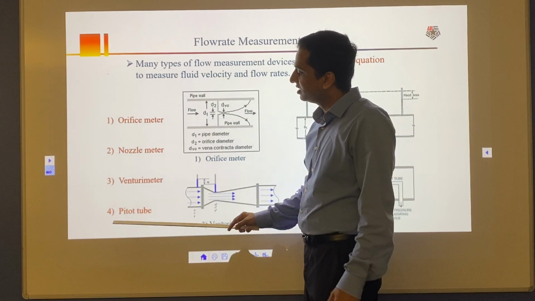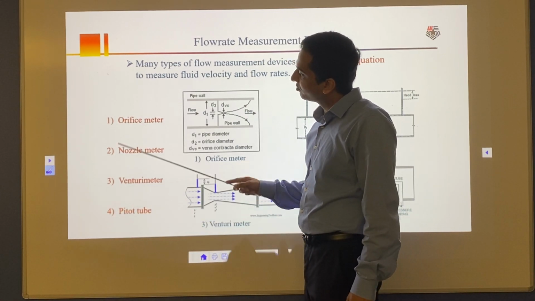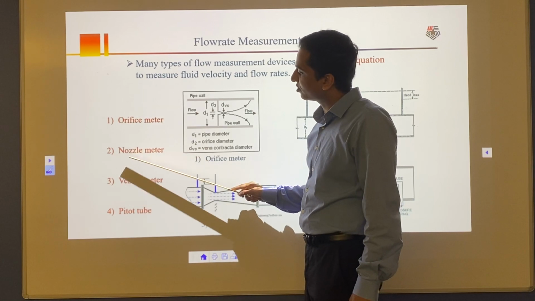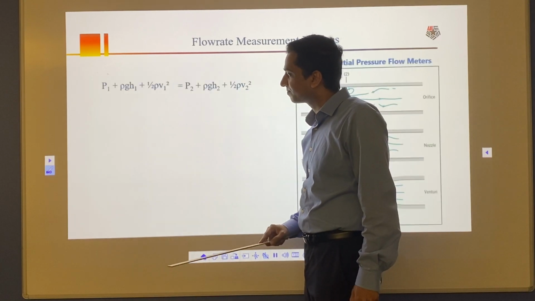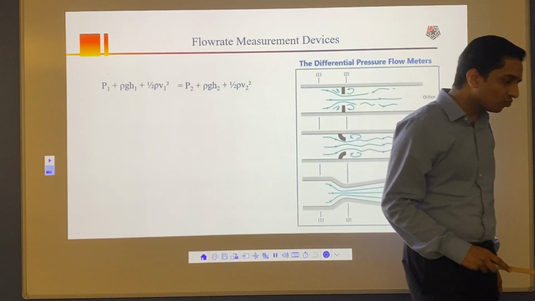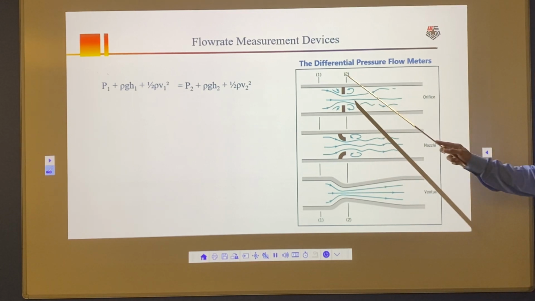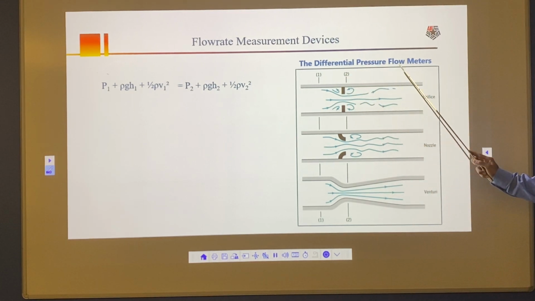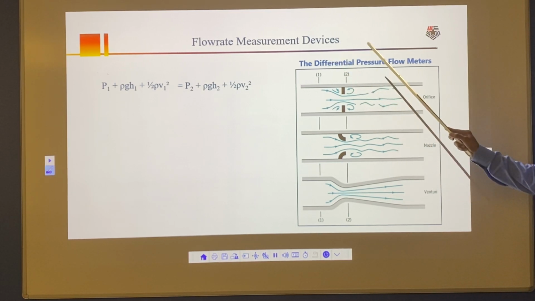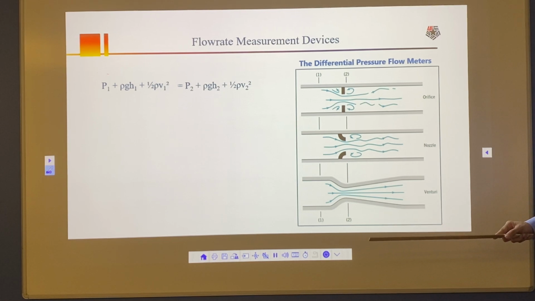The Pitot tube is what we have seen, based on stagnation pressure. So now we will see the other three devices: orifice meter, nozzle meter, and venturi meter. These devices work on what is known as the differential pressure flow measurement principle. What does that mean? It simply means that they measure the pressure difference between two points.